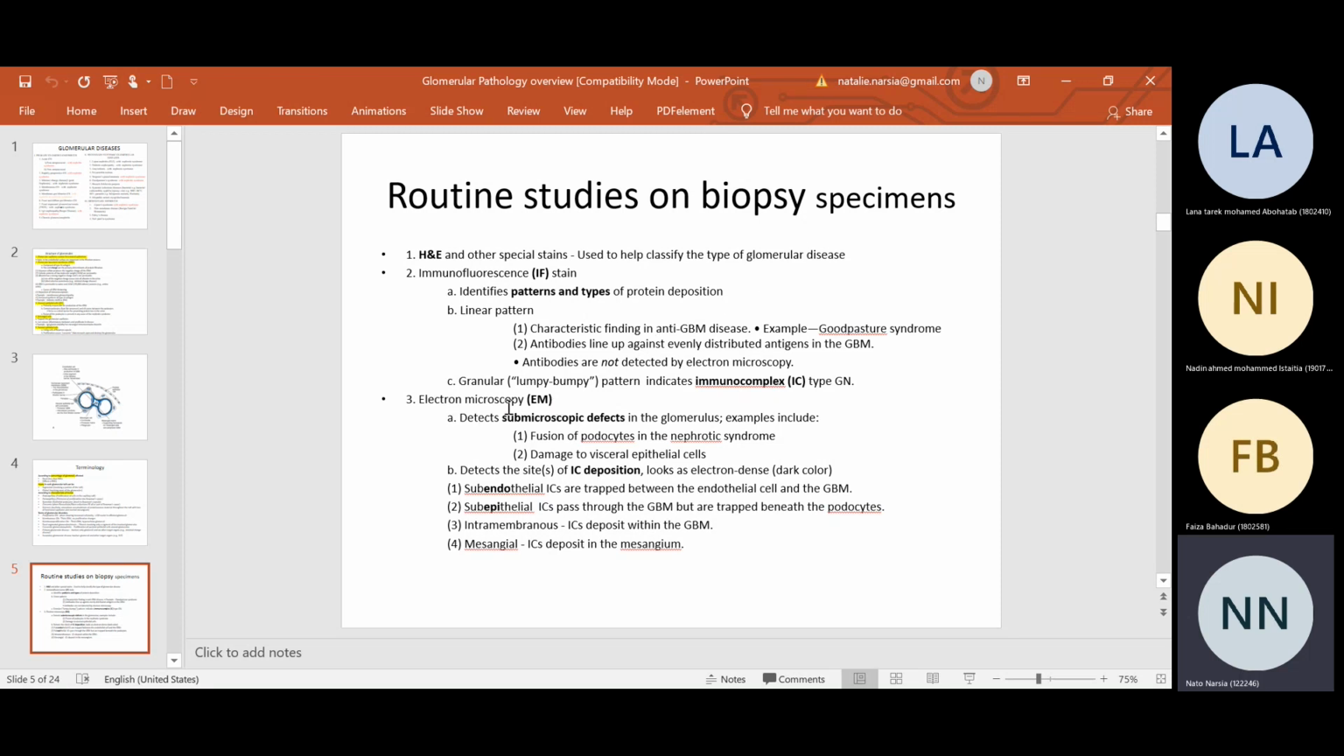What is EM actually? I would mention here. Detects submicroscopic defects. Submicroscopic, you know, right? Whatever you cannot recognize on hematoxylin eosin staining, you can see definitely on EM. It also shows you the cellular destruction as well as localization of IC. IC is immune complex deposition, right?